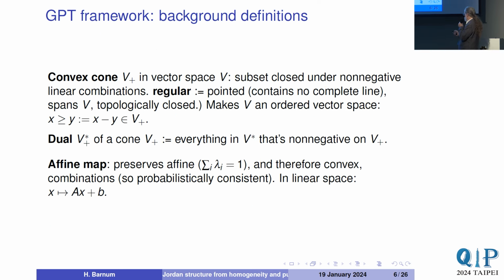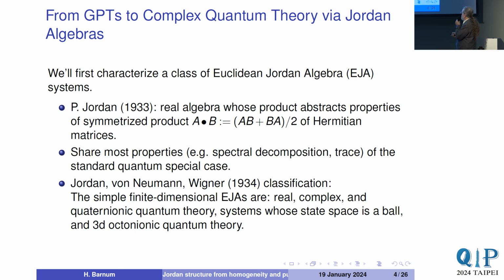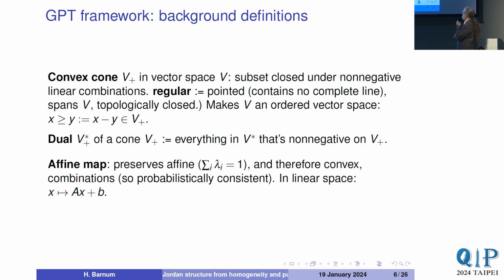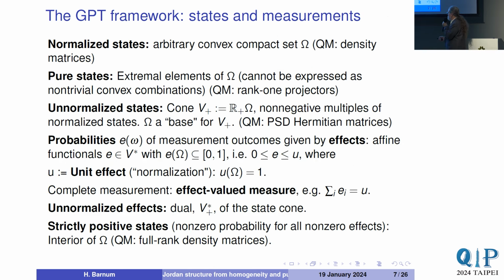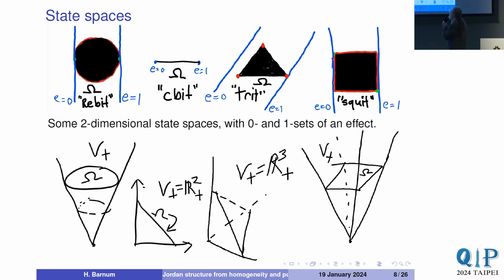Strictly positive states are the interior of this state space. And that means they never give probability 0 for a non-trivial measurement. Okay, so that's the formalism.